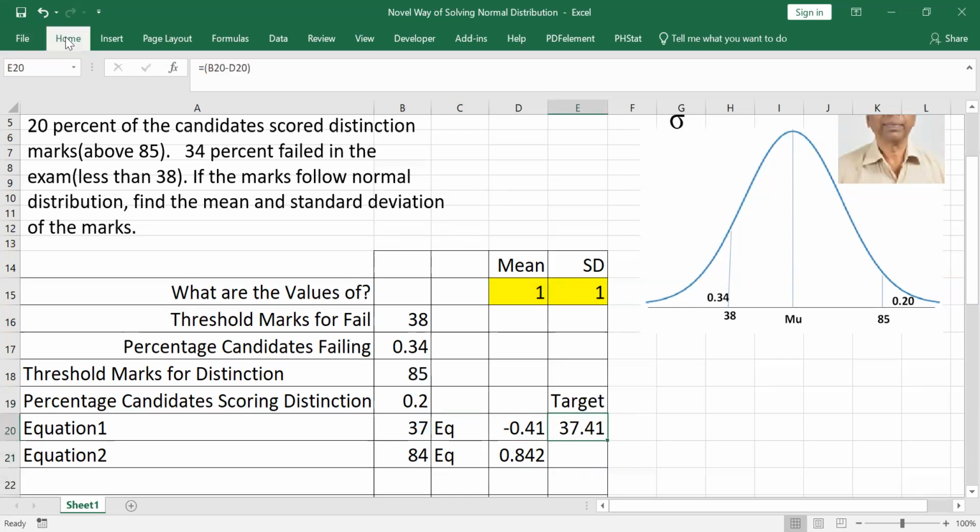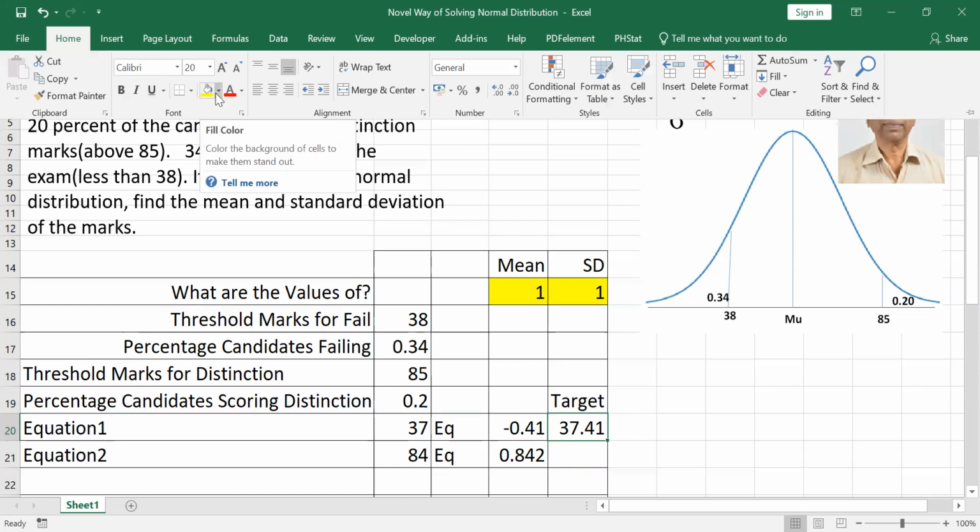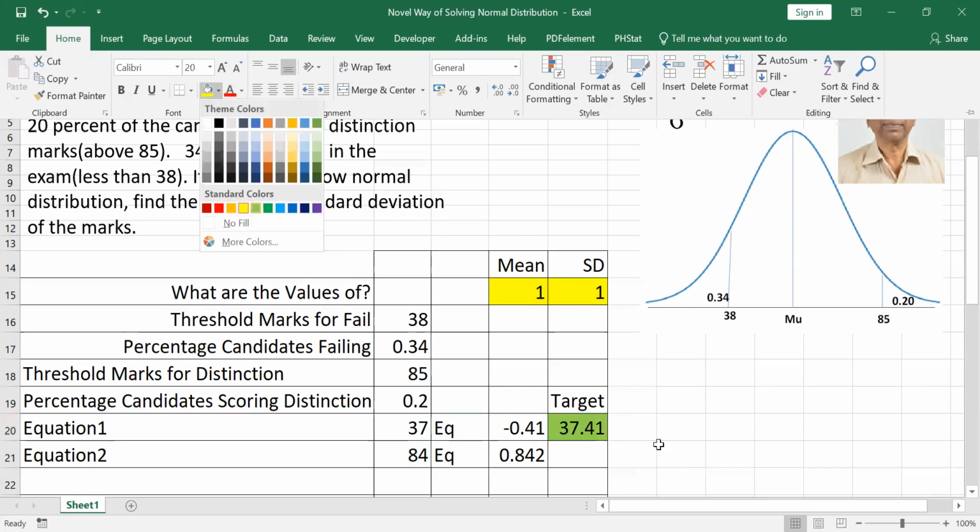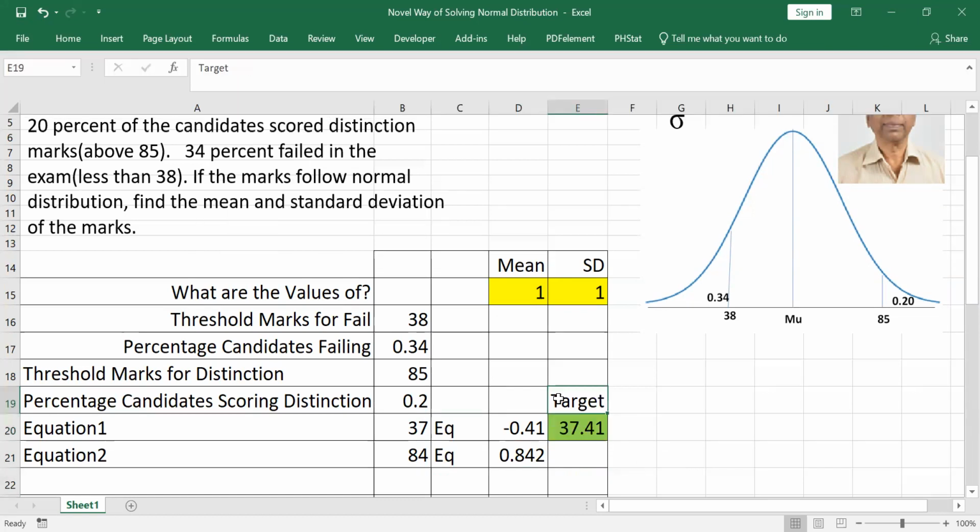So let me color this for you again. Let me put a green color. So this must be set equal to 0. The target, just for the sake of clarity, I'm saying again, left-hand side minus right-hand side. Because we need a target for doing solver. This will be set equal to 0. The other one, we will use it as a constraint.